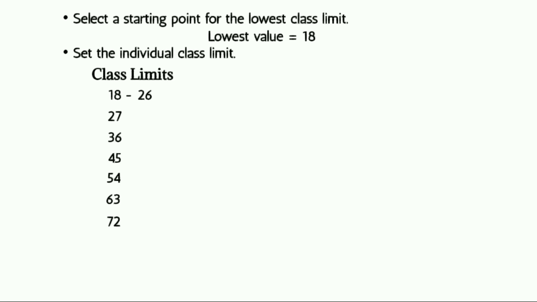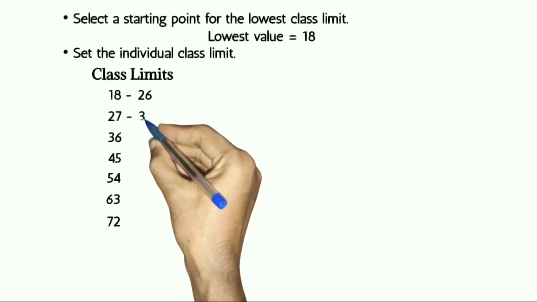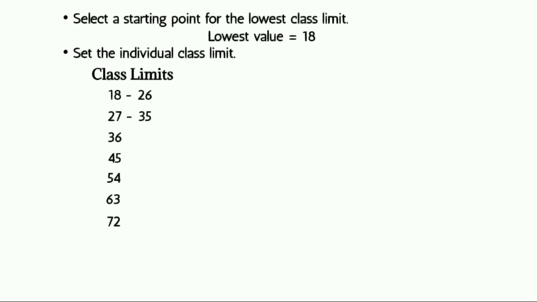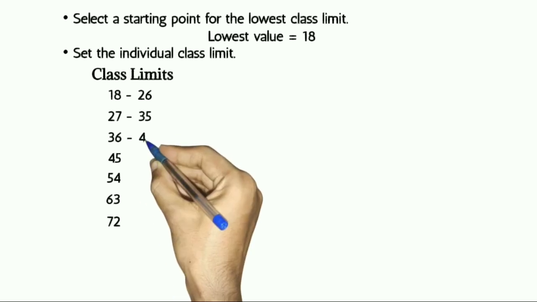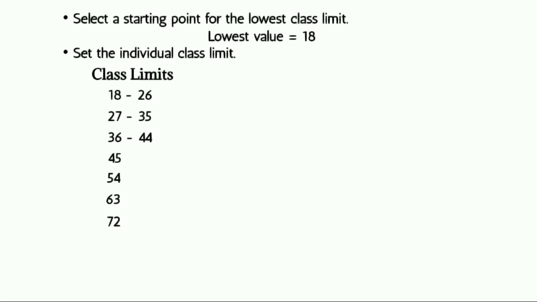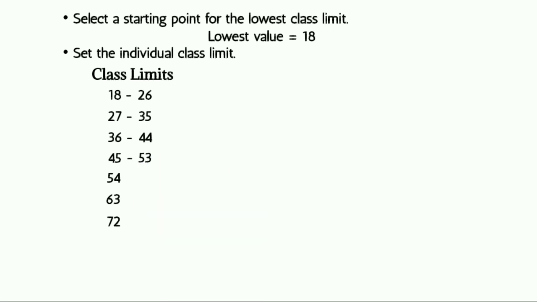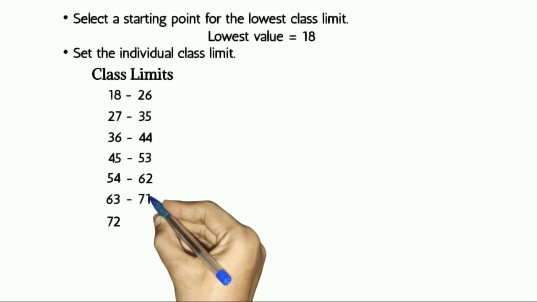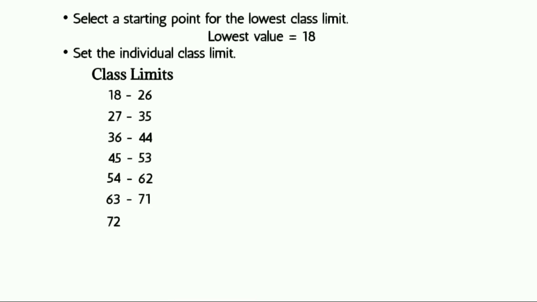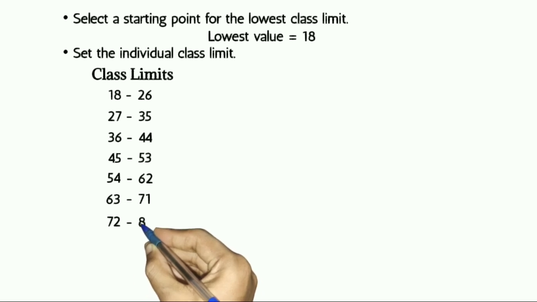Same process sa upper class limit ng second row, 36 minus 1, that is equal to 35. For the third row, 45 minus 1, that is equal to 44. For the fourth row, 54 minus 1, that is equal to 53. For the fifth row, 63 minus 1, that is equal to 62. For the sixth row, 72 minus 1, that is equal to 71. And for the seventh row, the upper class limit is 80.